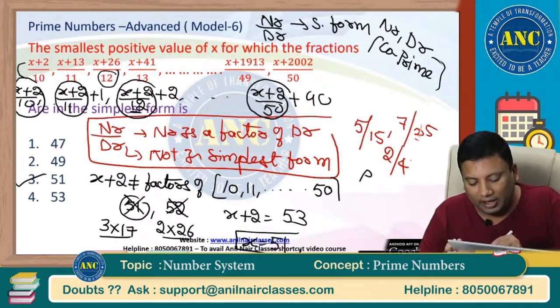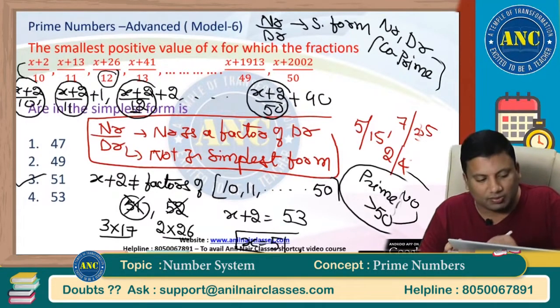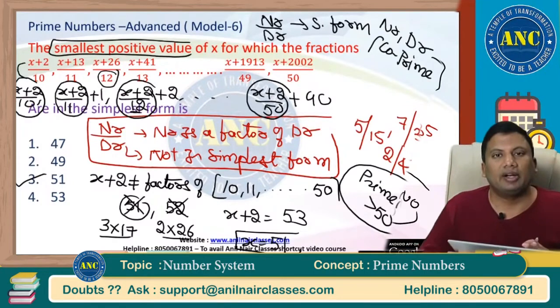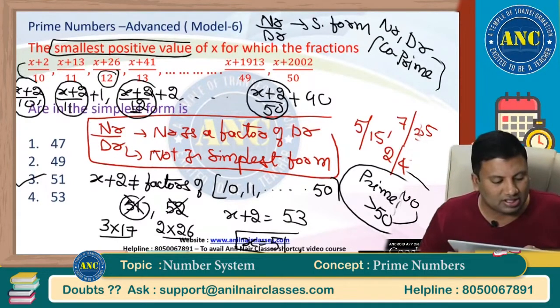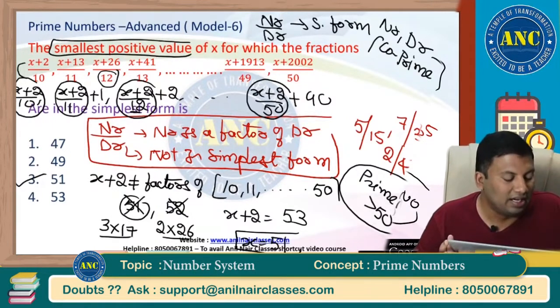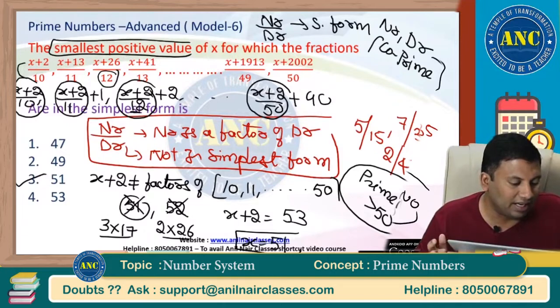Basically, take a prime number just greater than 50, because it is the smallest positive value. Anyway, it is not taking 10 to 50. Take a prime number just greater than 50, then the fraction will be in its simplest form. If you see here, x plus 2 by 10, if I take 6 by 10, it is not in its simplest form.